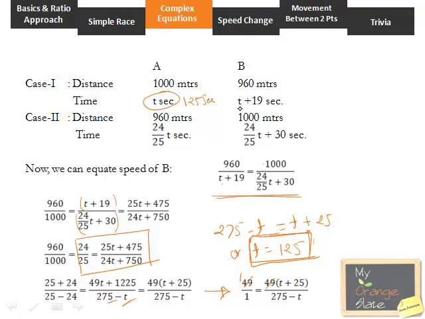So B's time, of course, it's not 144, because it's time for B to cover only 960 meters. We have to take t is equal to 125 in this particular equation, and that gives us time for B to cover 1000 meters as 150 seconds. Right friends?